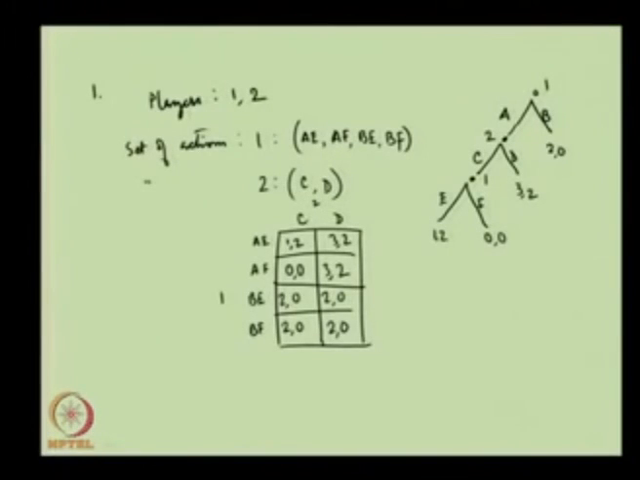So, this is the payoff matrix. We can see that there are 4 Nash equilibria here. These are AED, AFD, BEC and BFC. This one, this one and this one.